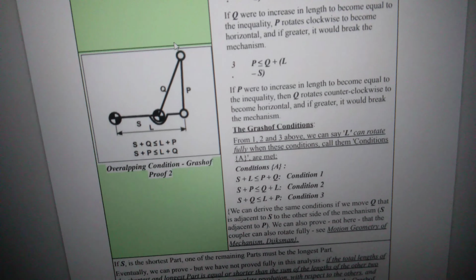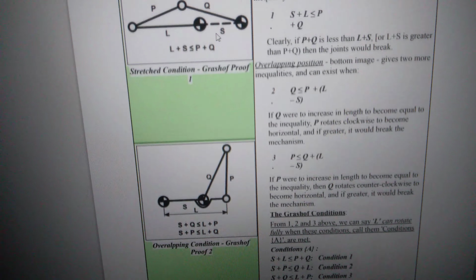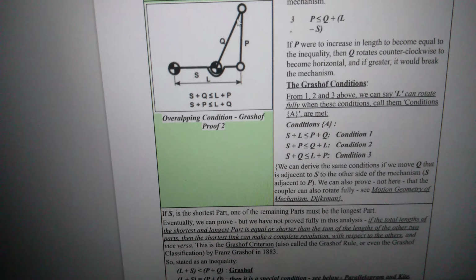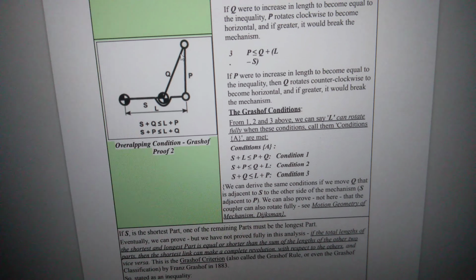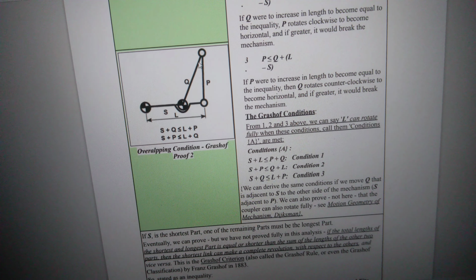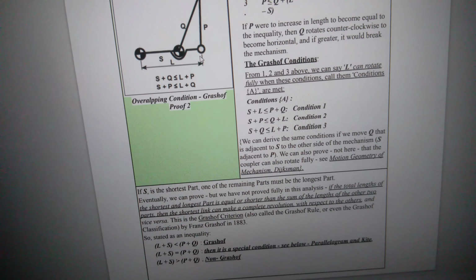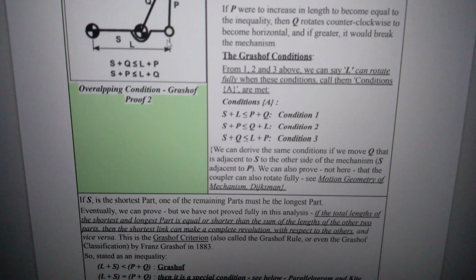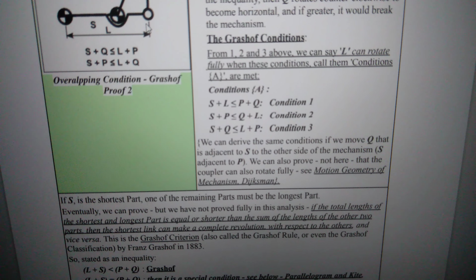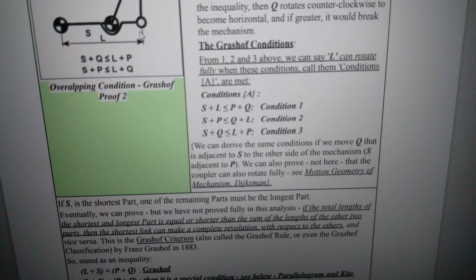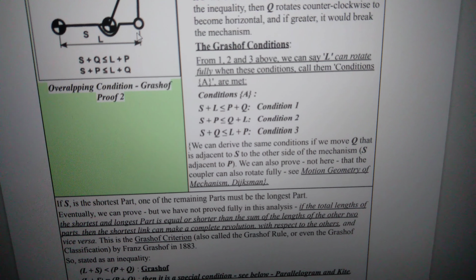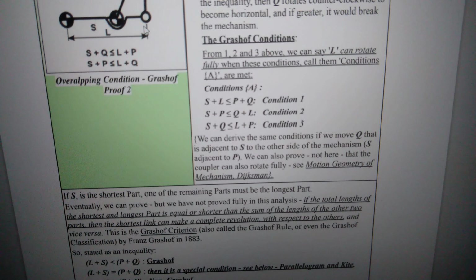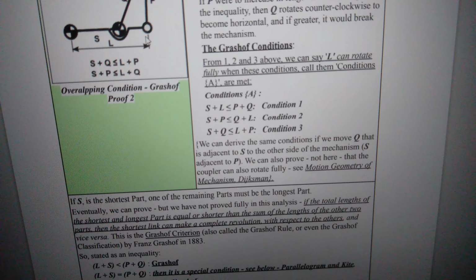Now let's come to the Grashof criterion. From the figures above, we can clearly notice that the conditions for the rotation of one of the linkages are only satisfied when S plus L is less than or equal to P plus Q, and condition 2, when S plus P is less than or equal to Q plus L, and when S plus Q is less than L plus P. We can derive the same conditions if we move Q, which is adjacent to S, to the other side of the mechanism also.